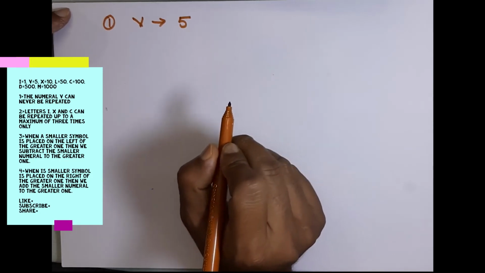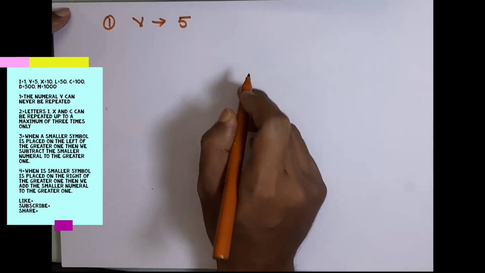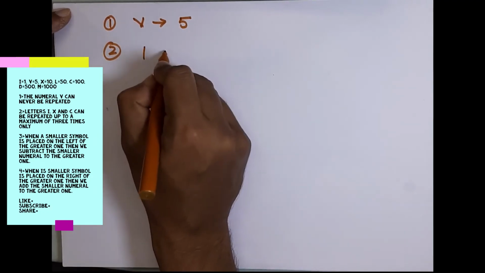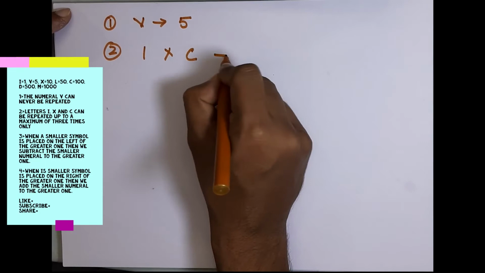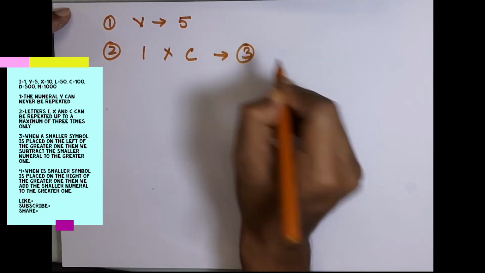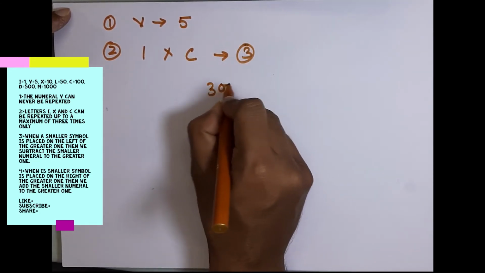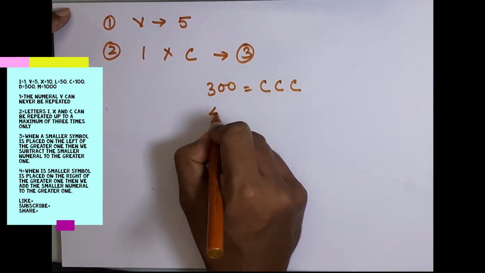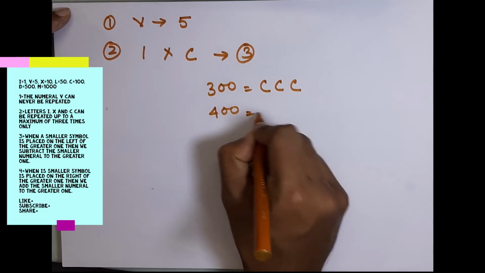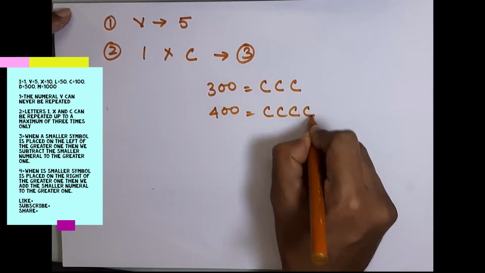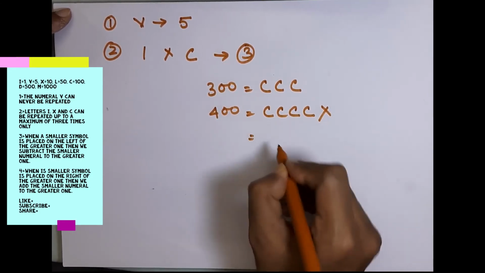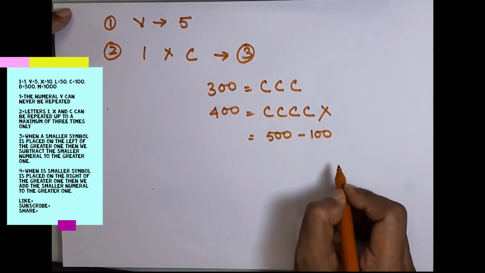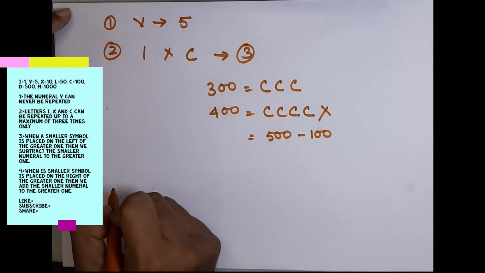The second rule says that I, X and C cannot be repeated beyond 3 times. So I, X and C have to be restricted within 3. So if you want to write 300, we can comfortably write CCC, but the moment we need to write 400, representing 400 using 4 Cs is not allowed. It will rather be 500 minus 100. And how do we do that? That is explained in our rule number 3.